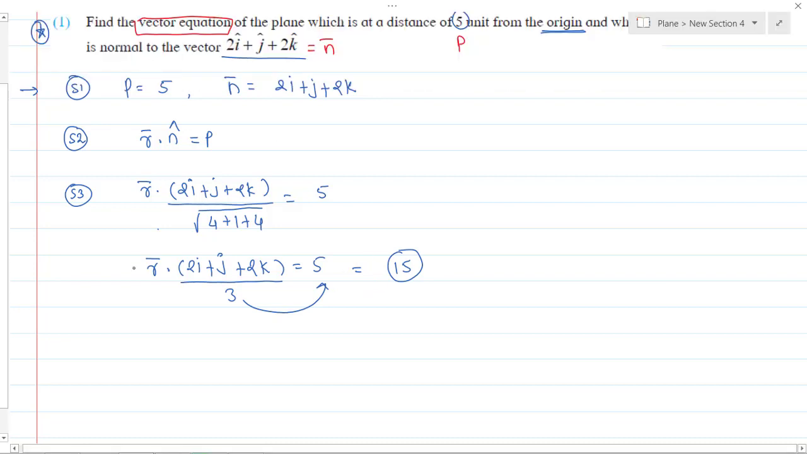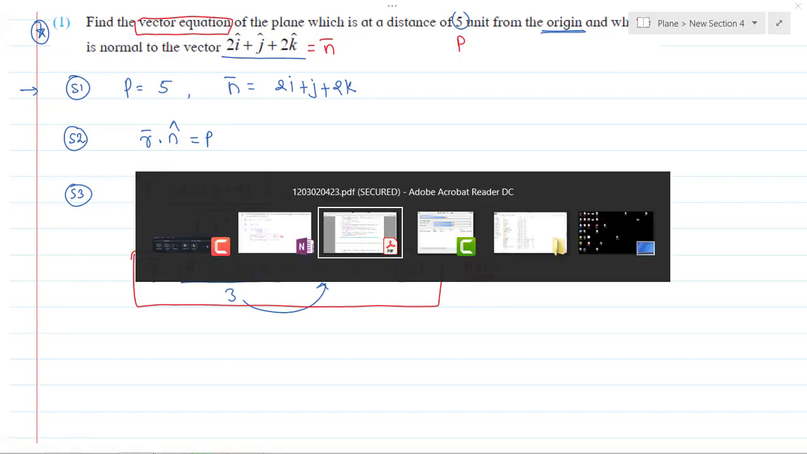This is the equation of the plane which is at a distance of 5 units from the origin. Okay, perfect. Now let's see the second question.